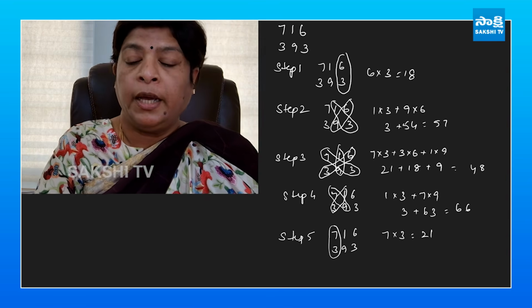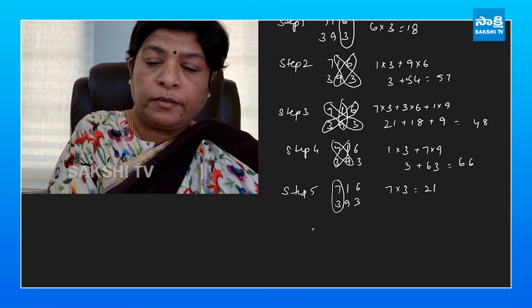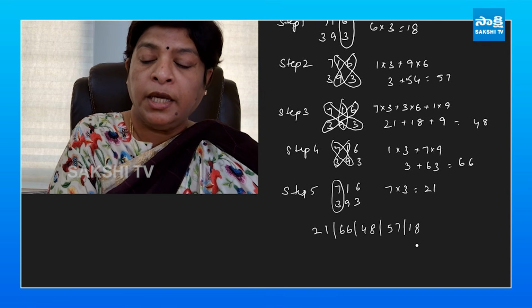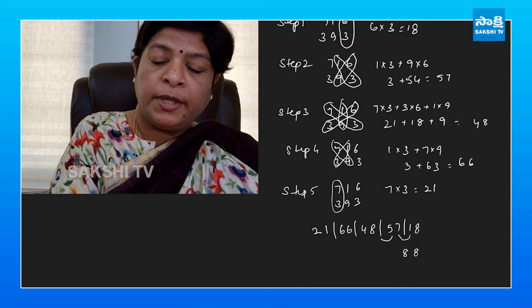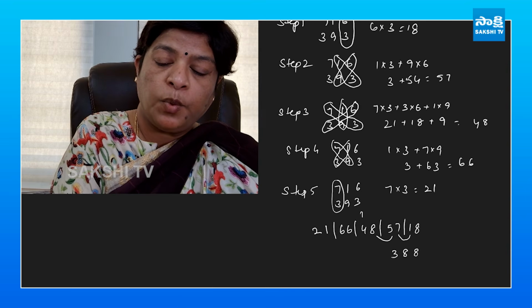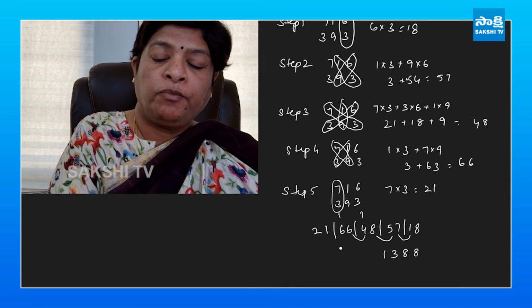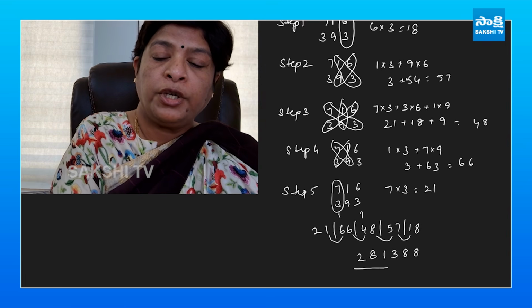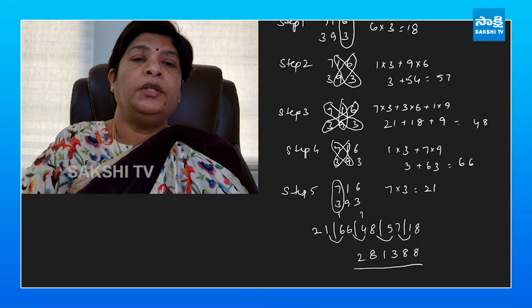Now arrange the numbers in the order. So 21 followed by 66 followed by 48, 57 and then 18. Apply the balancing technique. So drop 8, add 1 plus 7, 8, 5 plus 8 is 13. So drop 3, add 1, carry 1. 1 plus 4 is 5, 5 plus 6 is 11. So carry 1, drop 1. 6 plus 1 is 7, 7 plus 1 is 8, 8 and then 2. So the product of 716 into 393 gives us a result of 281388.